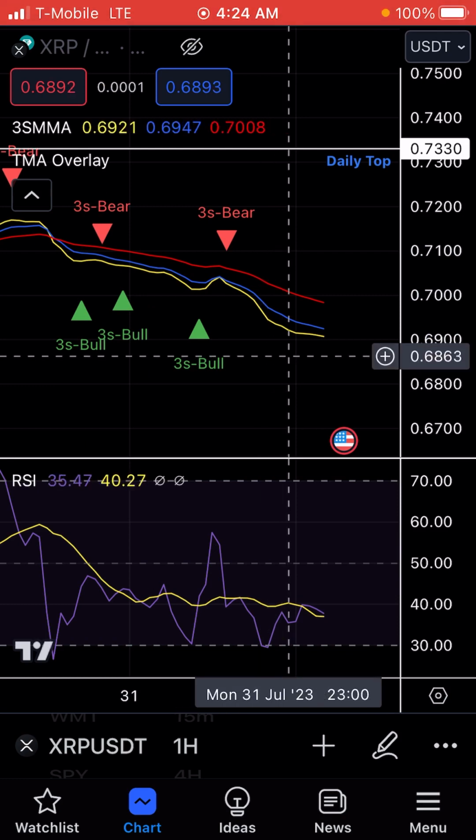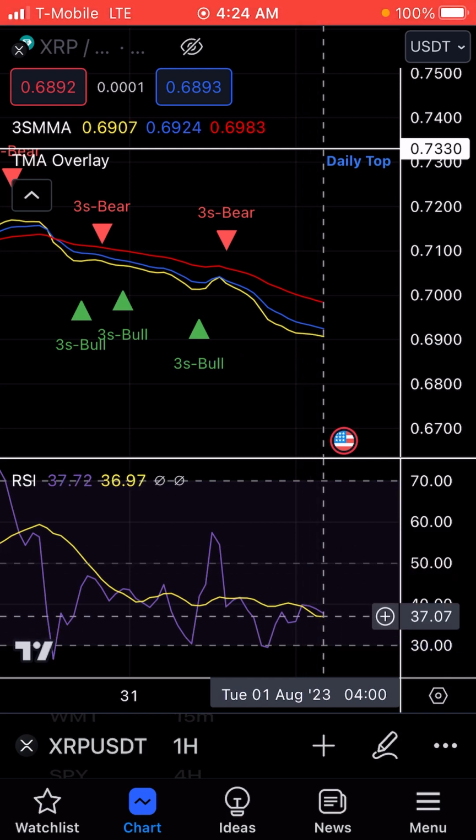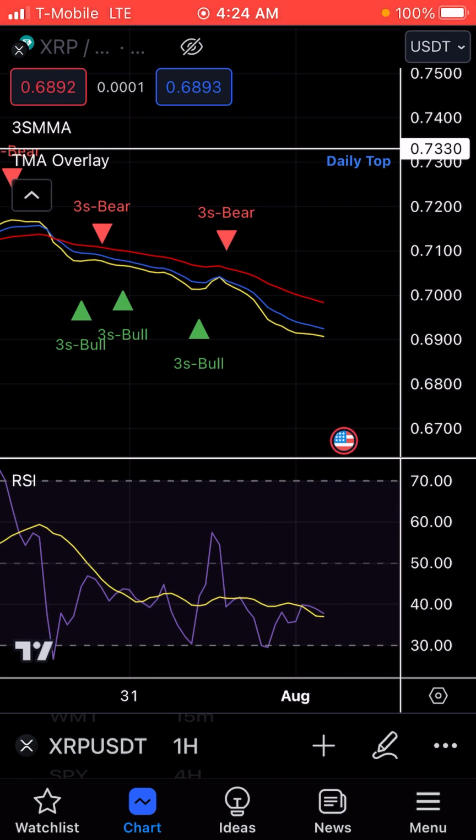You want to make sure that it is also going down, that the purple line is going down, like what you see right here. It's an obvious downtrend right here. There's no signal right now of it going up, because you can see the purple line crossing down on the yellow line on the RSI.